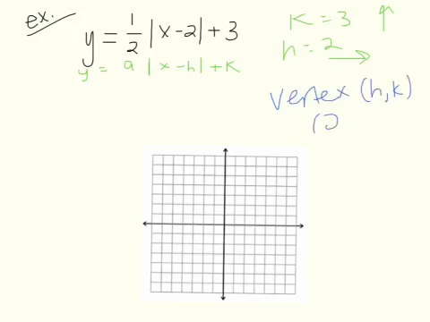So this vertex is positive 2, 3. So from 0, 0, it did move to the right 2 and up 3. So that's where I plot my new point, my vertex. Remember, it's going to make this V shape. Okay, it didn't turn upside down because it's not negative, but it did get wider.